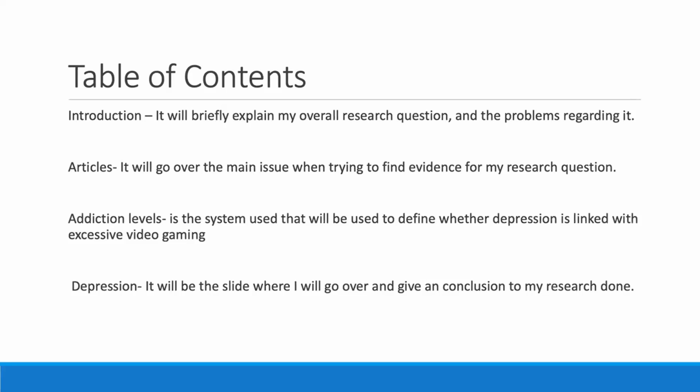The introduction will briefly explain the overall research question and the many obstacles faced when trying to find the truth hidden among false articles. The article slide will be primarily based on the main issue of trying to find the answer to the question. The addiction slides go over the system that was used to find the answer. And the depression slide is where I give a conclusion to my research.